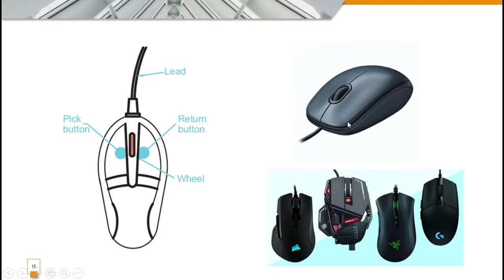The left button is used to choose a button or icon. The right button brings up a pop-up menu or drop-down window. The roller in the middle lets us zoom in and zoom out. And if you press it, it works as the Pan command. Let me show you.